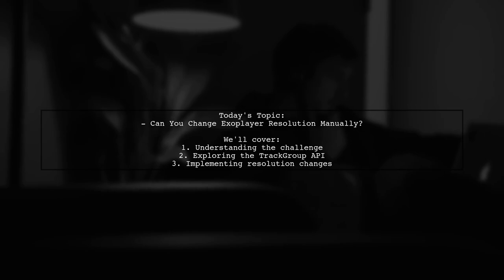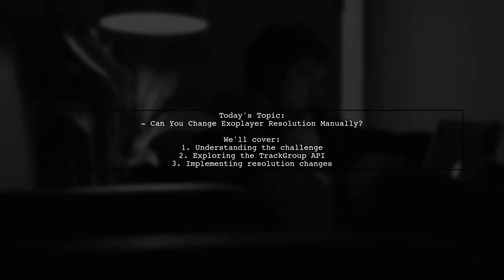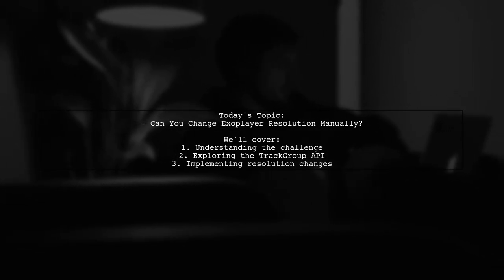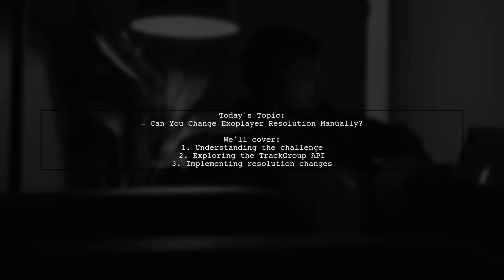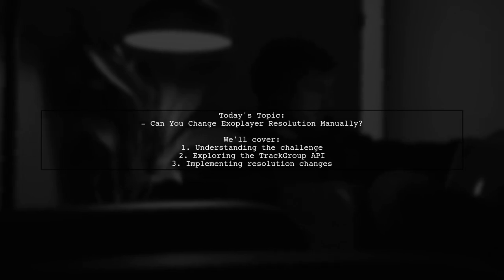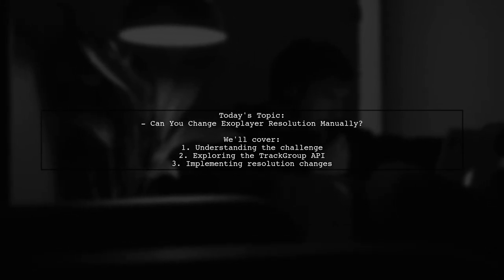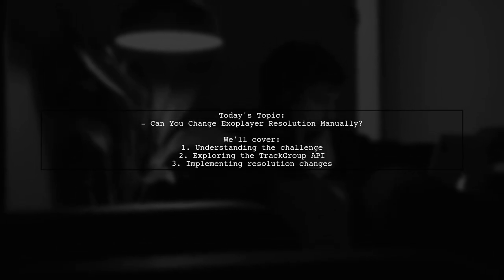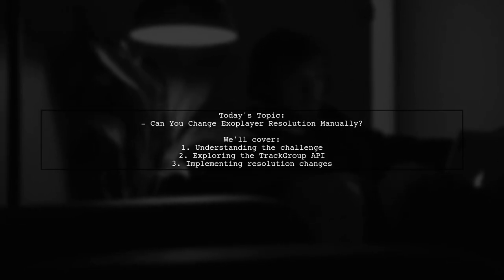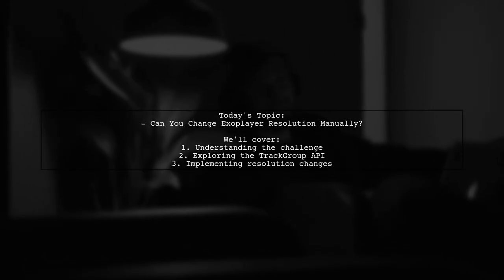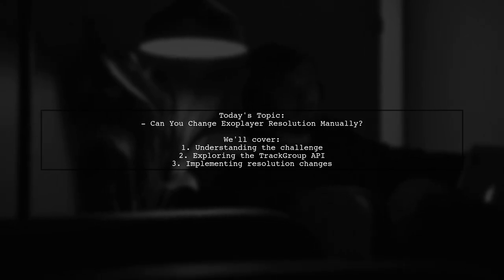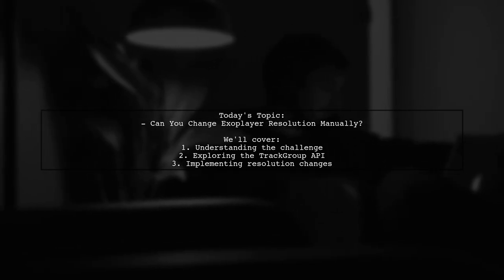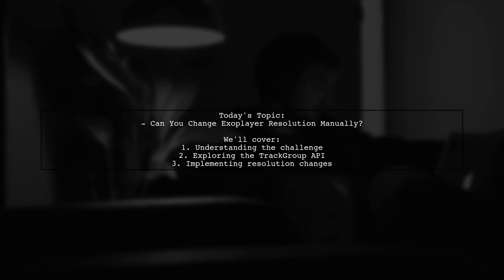Today, we're tackling an interesting question from a developer working with ExoPlayer 2 for HLS video streaming. They want to know if it's possible to manually change the video resolution from the user interface. Adaptive streaming is already functioning well, but they're looking to give users the ability to select resolutions like 144p, 240p, or 480p. They've gathered the resolution data using the Track Group API, but they're unsure how to implement this feature. Let's dive into this challenge and explore how to make it happen.